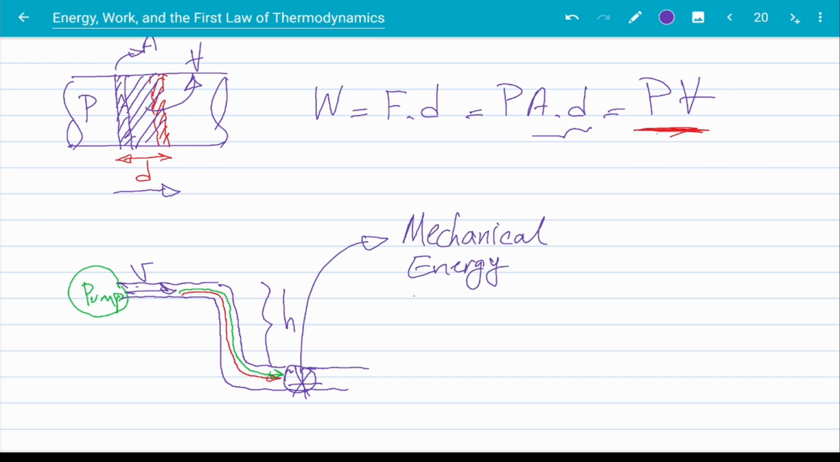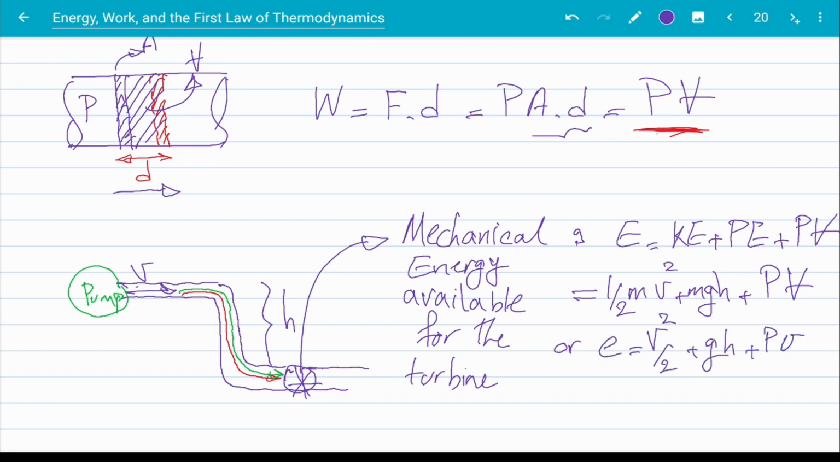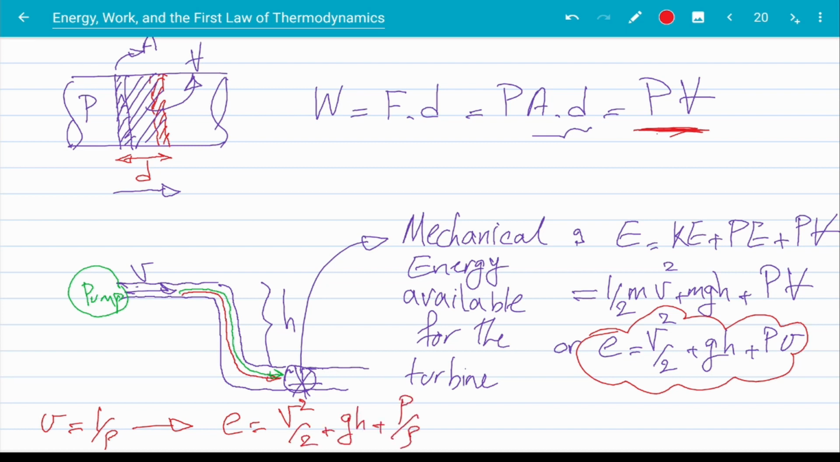Now, for a pressurized flowing fluid, mechanical energy available is kinetic energy plus potential energy plus P times volume, which is mass times velocity squared over 2 plus mass times g times h plus PV with a unit of kilojoules. And the per unit mass is shown by small letter e: velocity squared over 2 plus gh plus P times specific volume. Now remember that the specific volume, or small letter v, is the inverse of density. So we can rewrite this equation like this: e is velocity squared over 2 plus gh plus pressure over density. Now this form of the equation is very common in fluid mechanics. But here in thermo, we are happy with the P times the specific volume version of this equation.